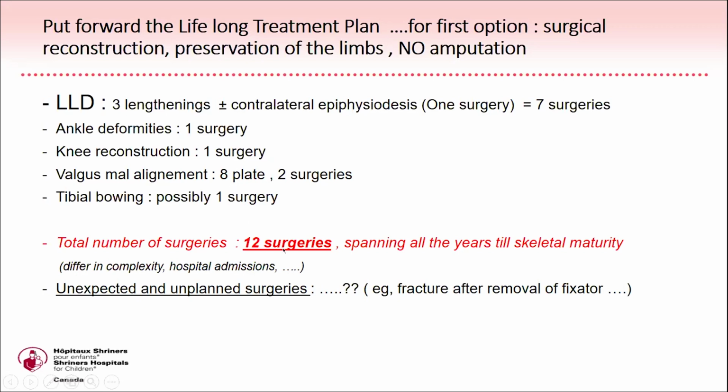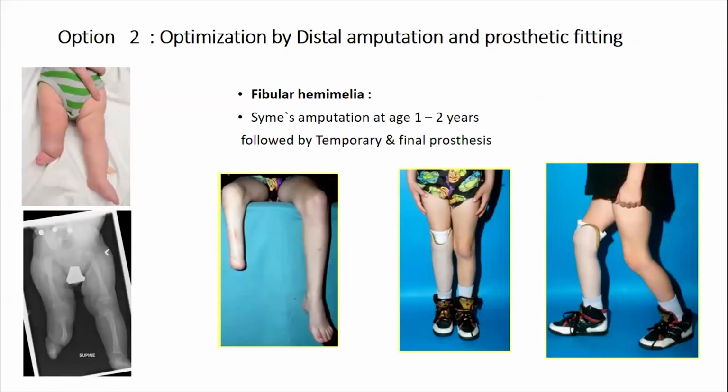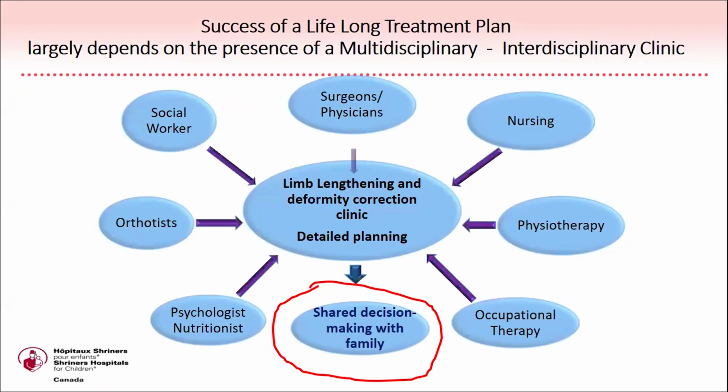So on the average, for a severe fibular hemimelia where we preserve the foot and ankle, we need 12 surgeries spanning all the years to skeletal maturity. And the same thing applies if we treat PFFD or fibular hemimelia, very, very important to give them this picture. If we go for an amputation, then it will be mostly 1 or 2 surgeries.